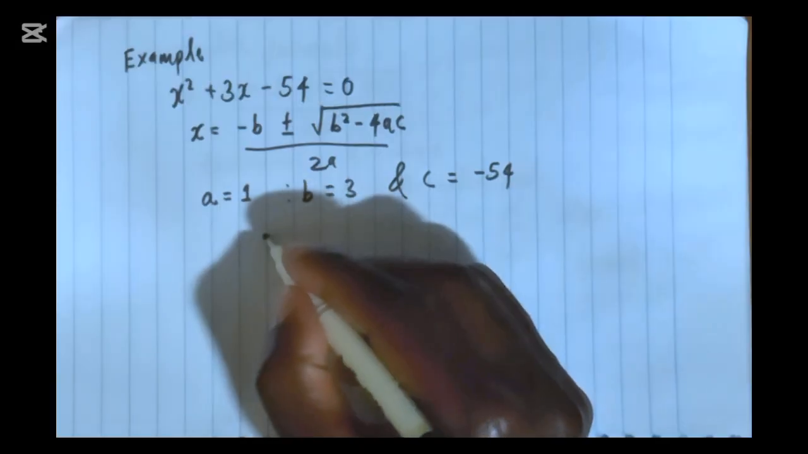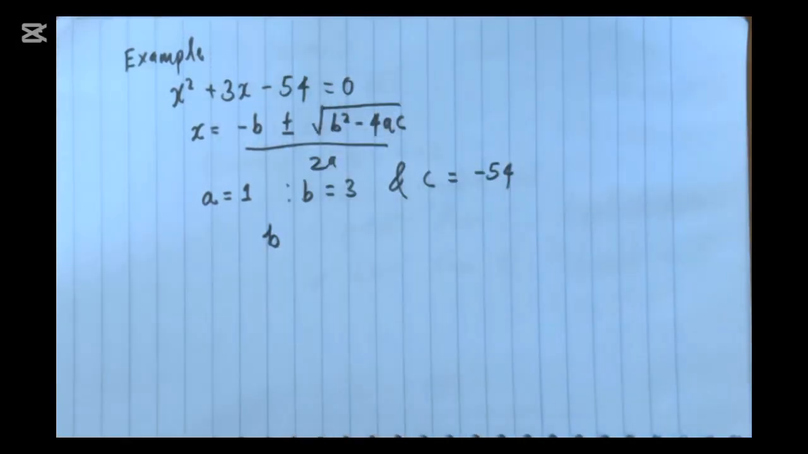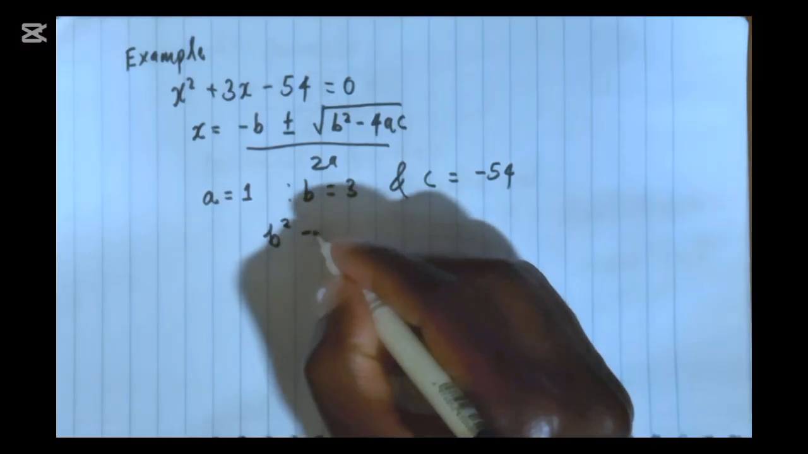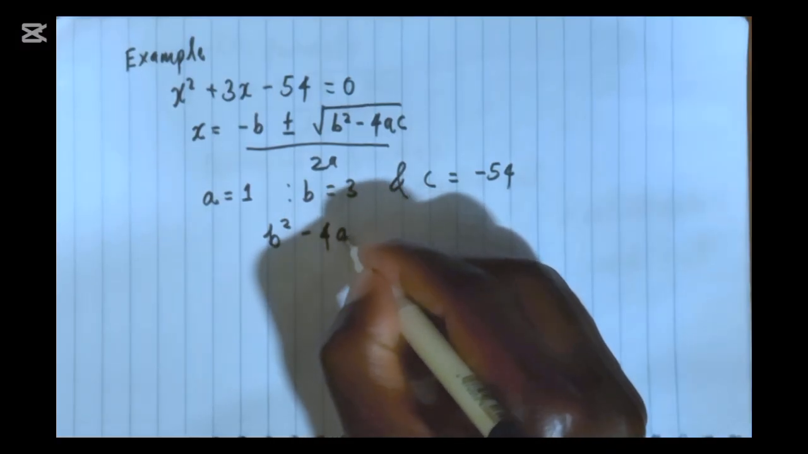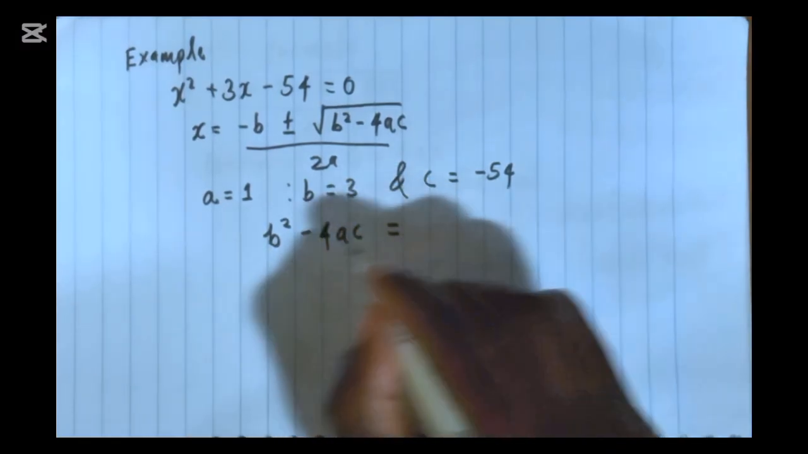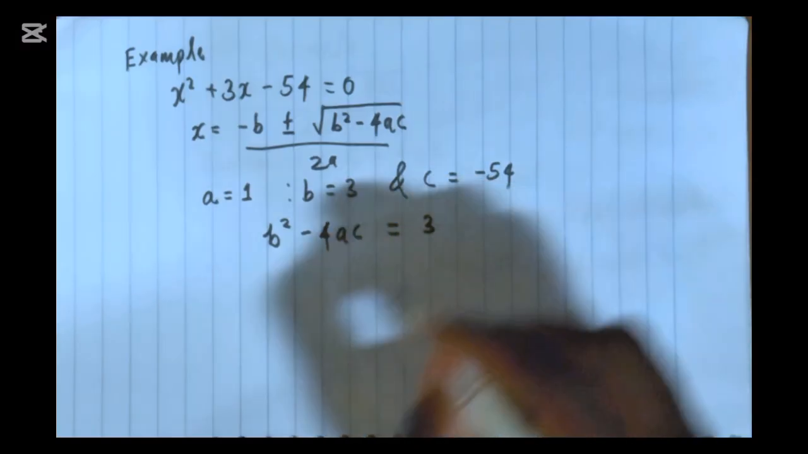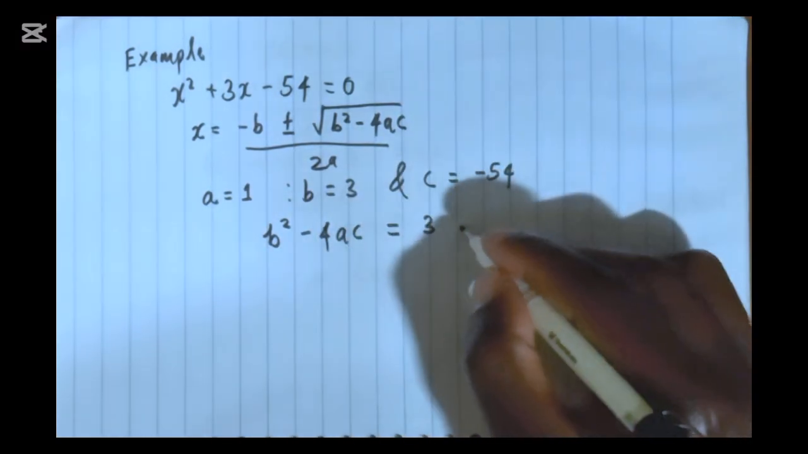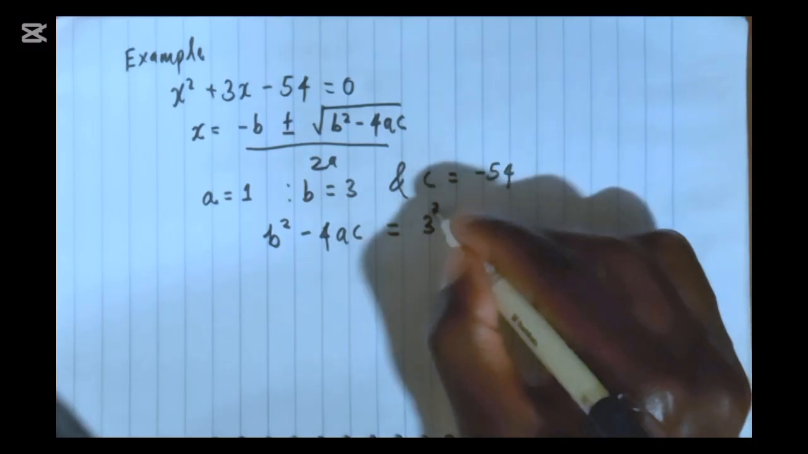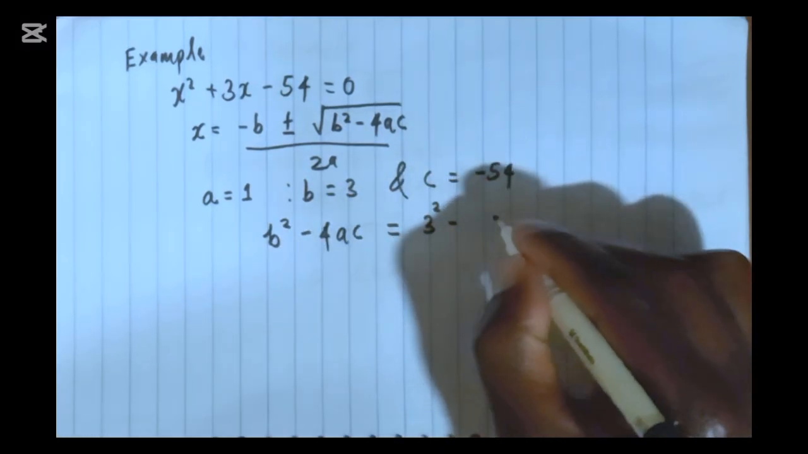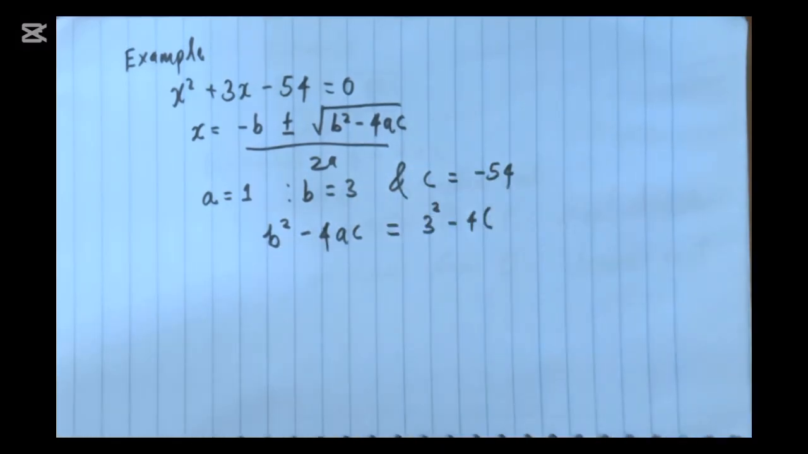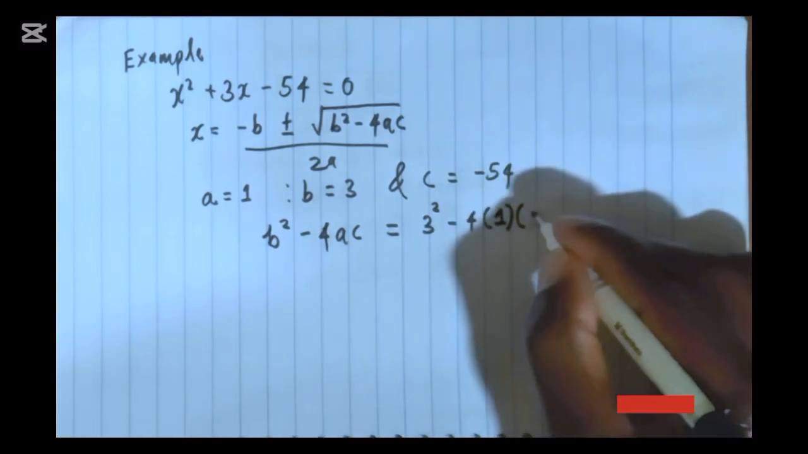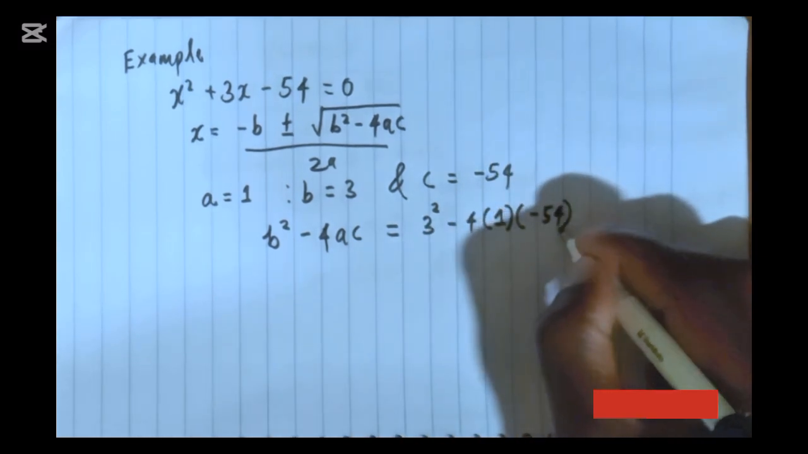So our discriminant, we said, is whatever you're seeing under the square root, and that's going to be b squared minus 4ac. So our value of b, we know, is equal to 3. All right, 3 squared, minus 4 into our value of a, which is 1, and our value of c, which is negative 54.